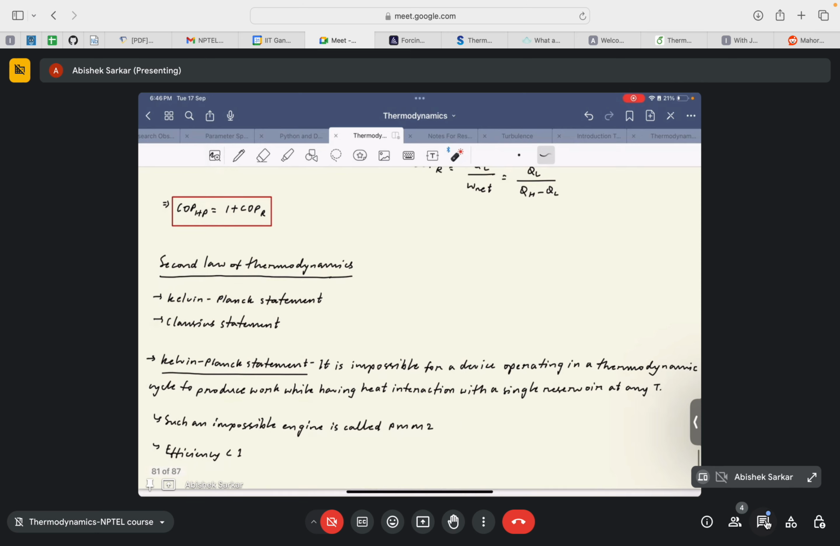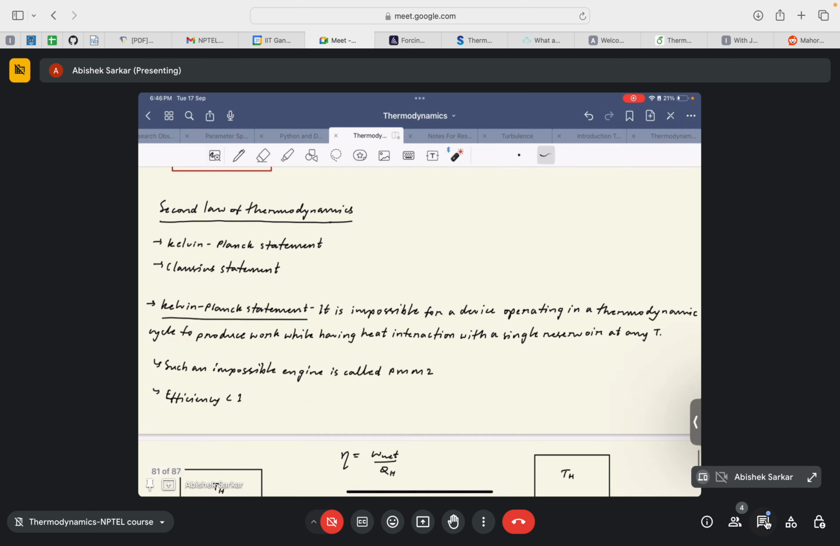So now we introduce you to the formal definition of the second law of thermodynamics. From the perspective of thermodynamics, the second law has two formal definitions. First is the Kelvin-Planck statement, and second is the Clausius statement. The Kelvin-Planck statement states that it is impossible for a device operating in a thermodynamic cycle to produce work while having heat interaction with a single reservoir at any T.